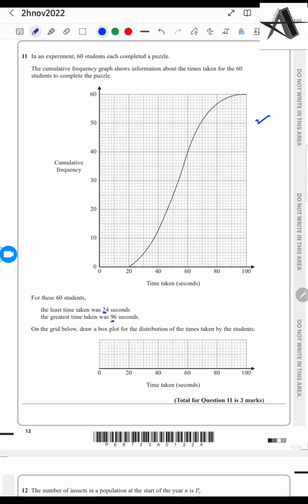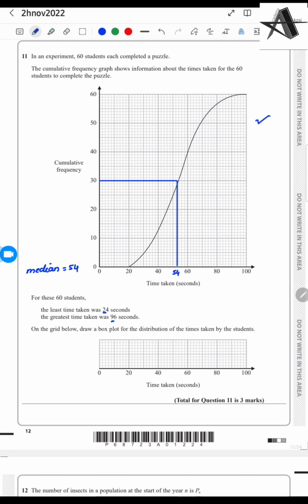In a cumulative frequency graph, if I want to find the median, I need to see half of the frequency. Cumulative frequency is 60. Half of 60 is 30. At 30, I have to draw a horizontal line, and once it touches the curve, draw a vertical line. This value is somehow 54, 53, you will get. Let me write it as 54. So first, we got the median as 54.